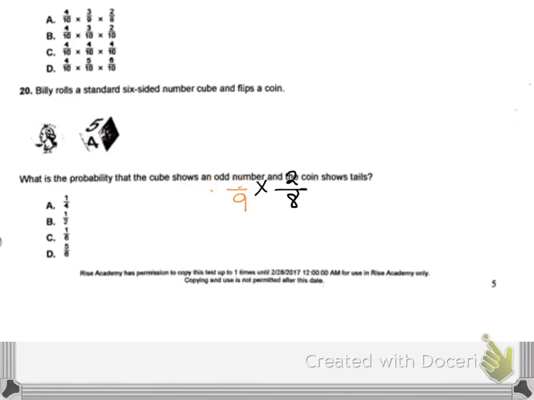Number 20. Billy rolls a standard 6-sided number cube and flips a coin. What is the probability that the cube shows an odd number and the coin shows tails? Well, the tails one's easy because that's just 1/2. An odd, well, there are 3 odd numbers, 1, 3, and 5 over 6 total, so that's a half. So that would be 1/4. The answer is A.